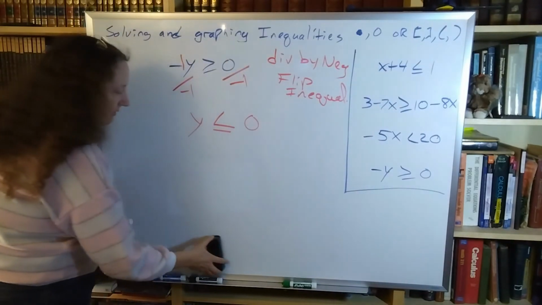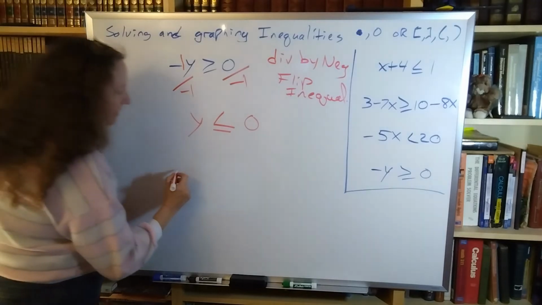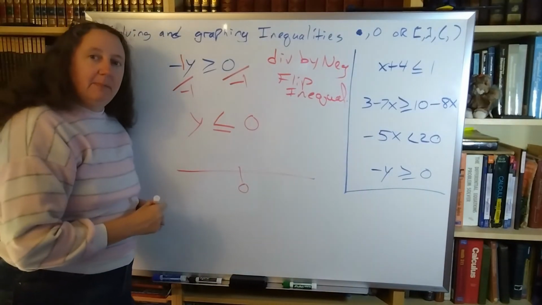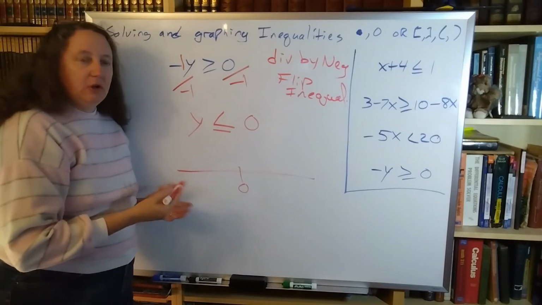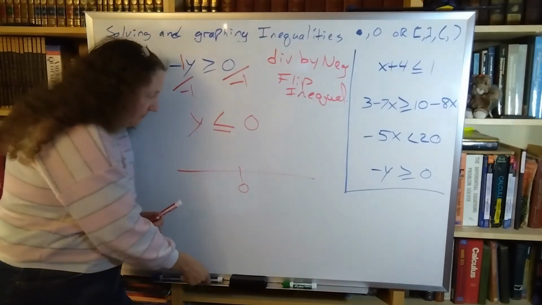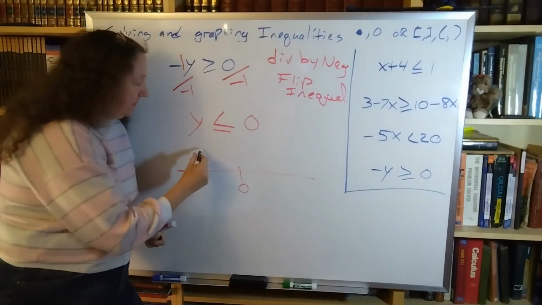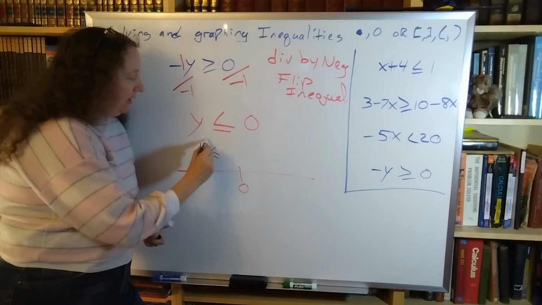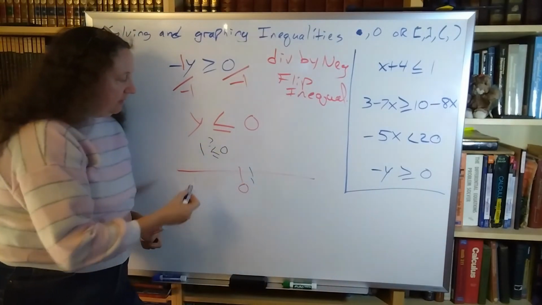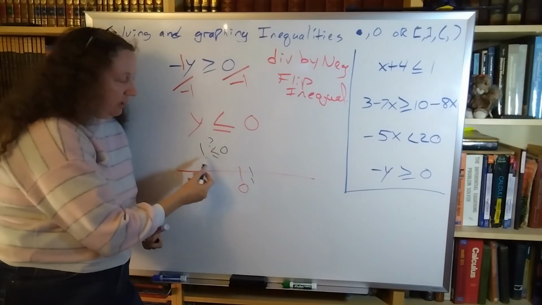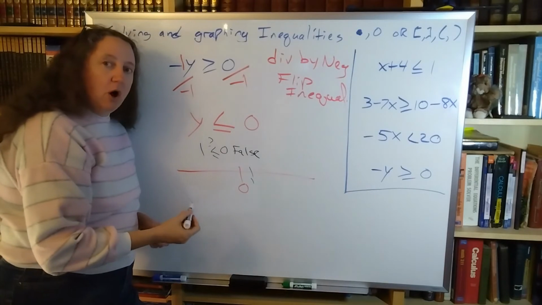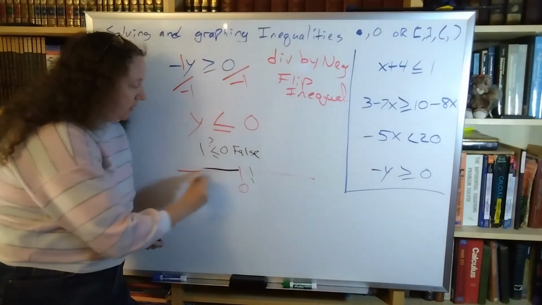So now I get to graph that. I have my number line, I have 0, and this one I can't compare to 0 to tell me which direction to go because 0 is my starting point. So I have to compare it to something else. So I'm going to try 1. 1, is that less than or equal to 0? So I'm looking at 1 here. The answer for this, 1 is not, so that's false. So that tells me I have to go away from 1. So I go in that direction.